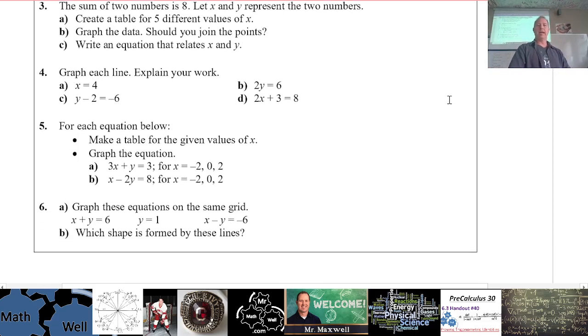Okay, so more table of values and graphing. Again, table of values and being able to graph, pretty important.